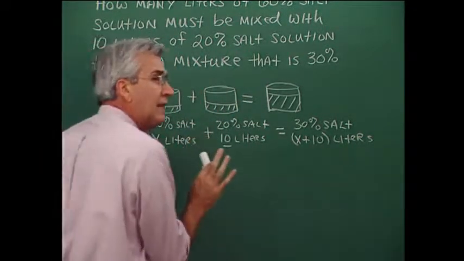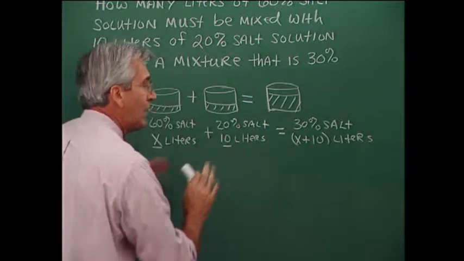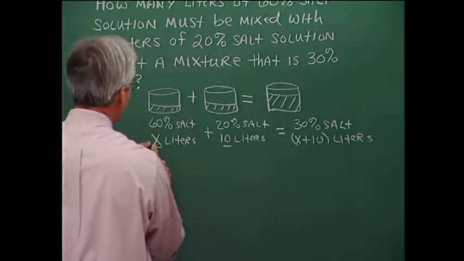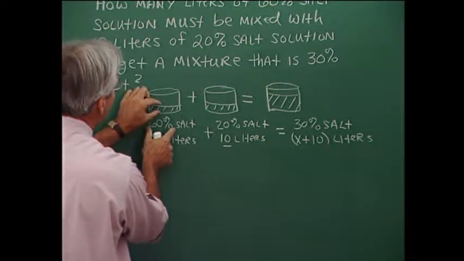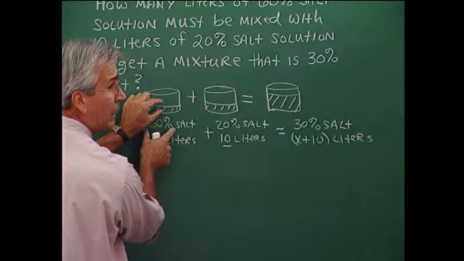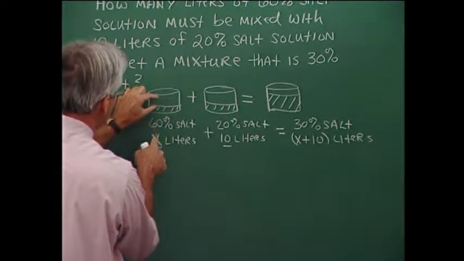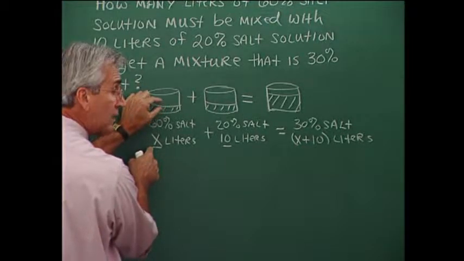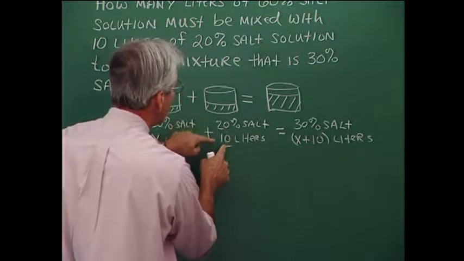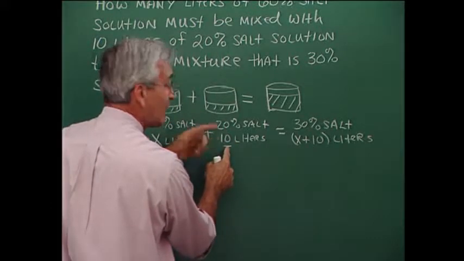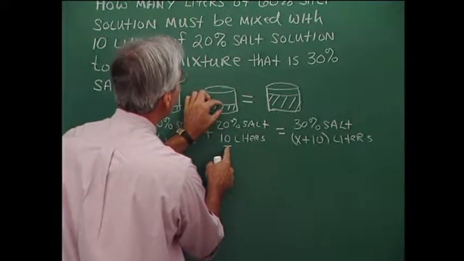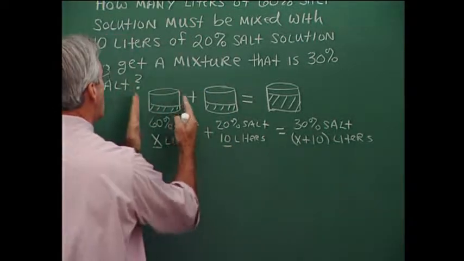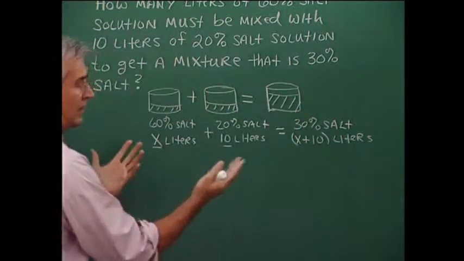Now, actually in this, really what we're doing is we're calculating the amount of salt in here. We have X number of liters, and 60% of that liquid is salt. So when we take 60% of X, we have the total amount of salt that we have here, a quantity of salt. And here, 20% of 10 liters, 20% of 10, that's going to be 2. So we have 2 liters of salt right in here, you see. So that's the idea. We're really saying salt plus salt equals total salt. We're not going to think about it like that.